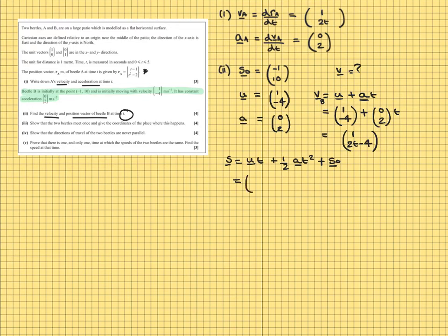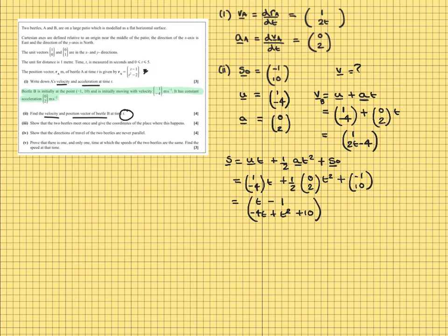So let's substitute in everything. (1, -4)t plus a half (0, 2)t² plus (-1, 10). Now, if we want to, we can then simplify everything as one single vector, identifying all the i components. So that's t minus 1. And then for the j component, negative 4t plus t² plus 10. And we have our position vector in terms of t.